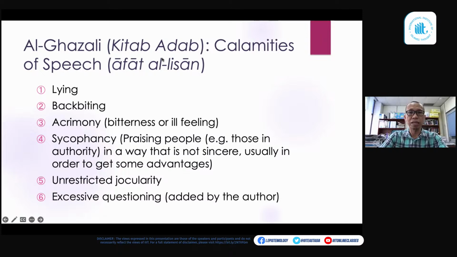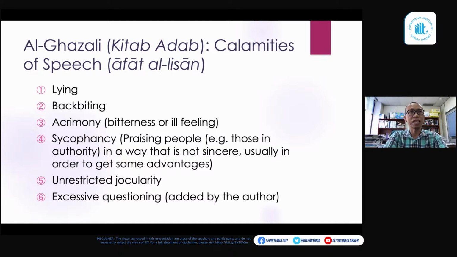So you can refer to Kitab Adab, and you can check this one, Calamities of Speech, or in Arabic known as Afat al-Lisan. The first five are given by Al-Ghazali. The last one is given not by me, but by Hashim Kamali, one of the former professors of IIUM. The first one, I think everybody knows, lying is a no-no when it comes to interpersonal communication. The second one is backbiting. The third one is acrimony, bitterness or ill feeling.